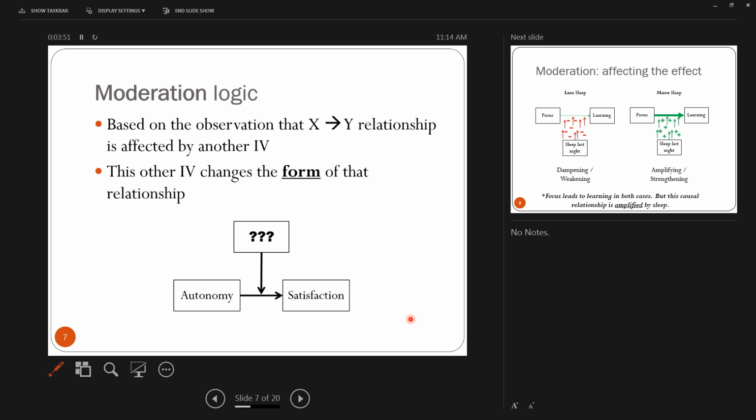Okay, moderation. Off of mediation for a bit. Moderation is different because this moderator changes the nature of the effect from IV to DV. That's what it does. It changes the form of that relationship. So autonomy to satisfaction, that's our predicted effect, our main effect. What might be a good moderator there? What would change the nature of that effect? Either weaken it or strengthen it or flip it so it's not positive, it's negative. Change the form of it.